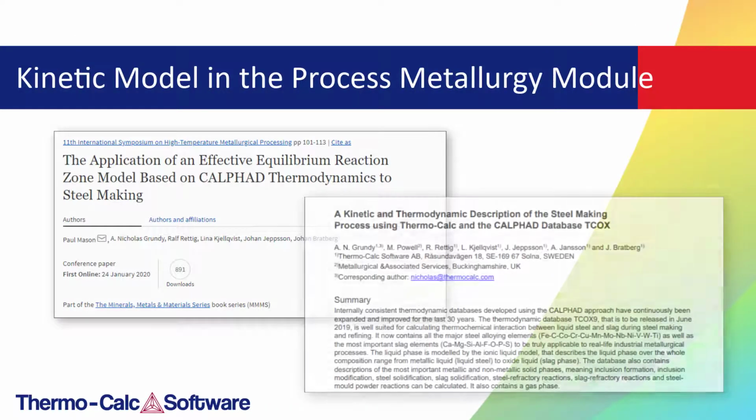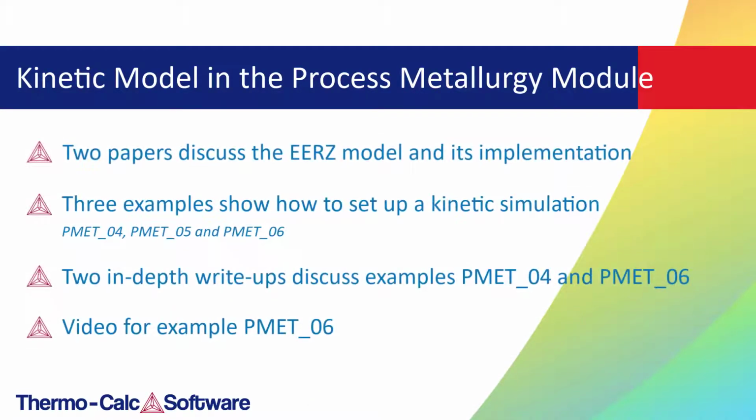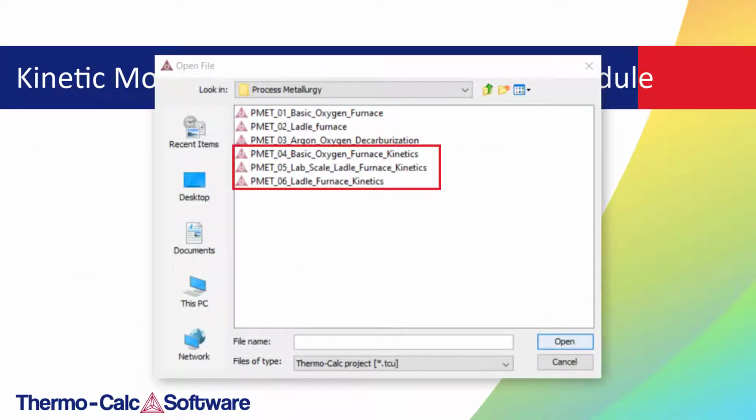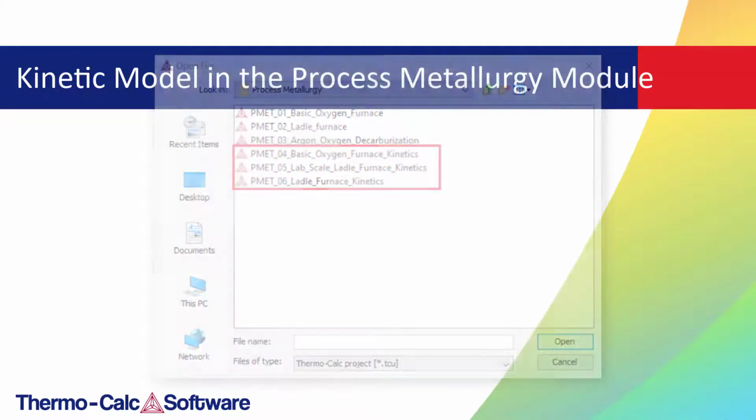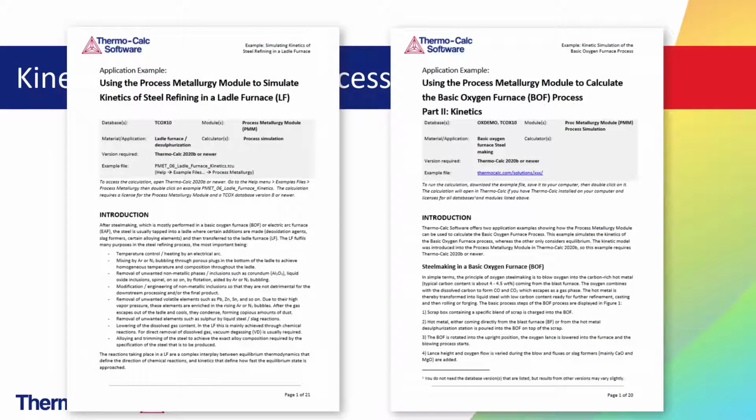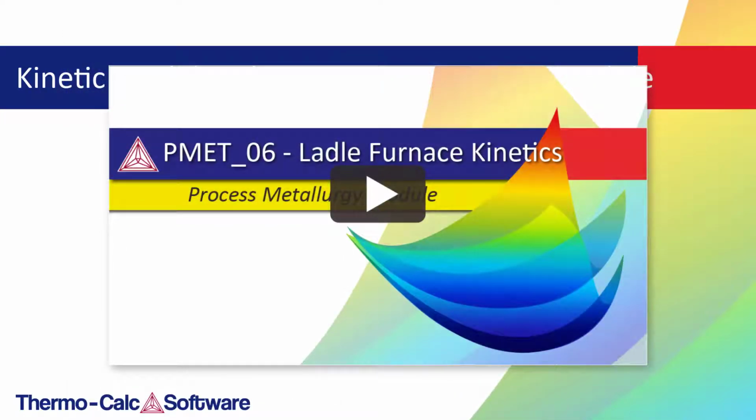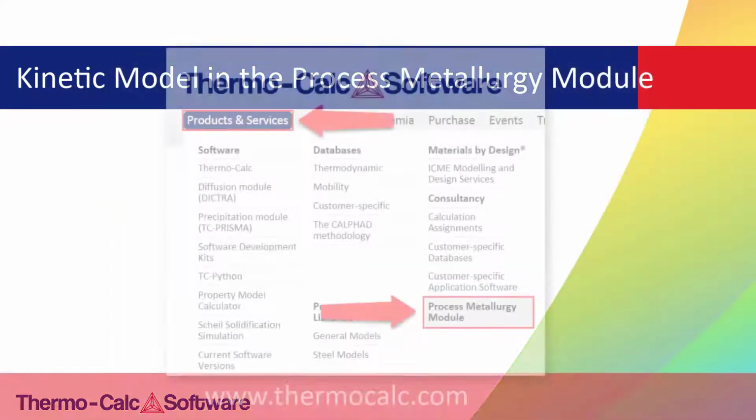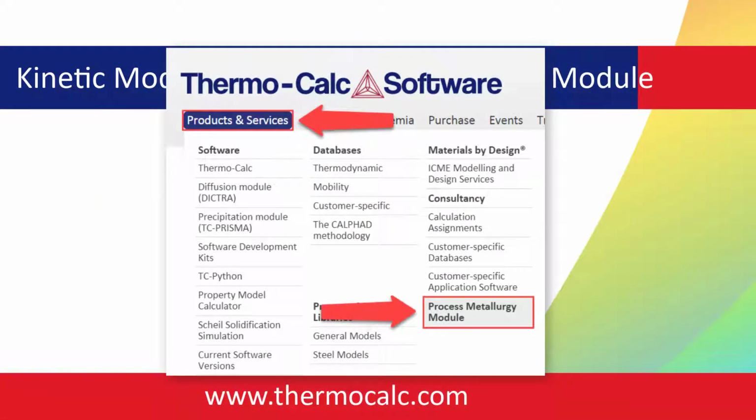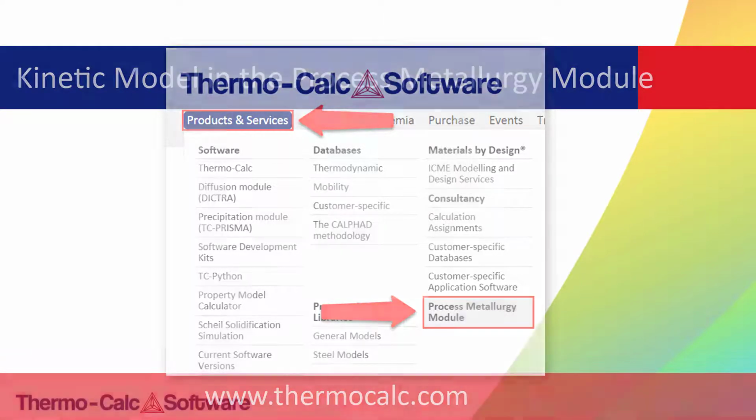You can read about the module and its implementation into Thermo-Calc in 2 papers available on our website. The release also includes many resources to help you get started simulating kinetics in the Process Metallurgy Module, including 3 new examples that are packaged with the software. 2 of these examples have in-depth write-ups discussing the new model, and one of the examples also has a video, which you can watch by clicking the link in the upper right-hand corner of the screen. You can access all of the new resources about the Process Metallurgy Module on our website.